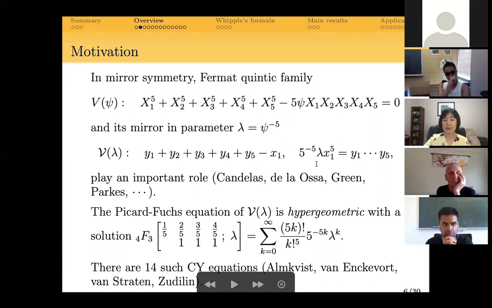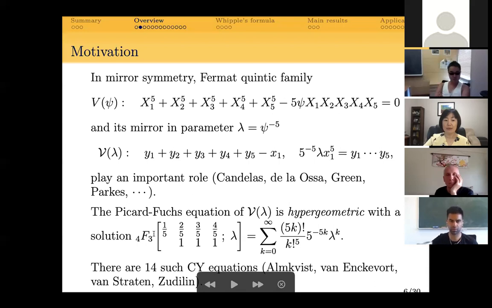If you compute the holomorphic differential three-form around any chosen cycle, you will get a solution depending on lambda, which is psi to the -5. The Picard-Fuchs equation has only 3 singularities if you use lambda, and it is hypergeometric. One solution, which is unique, near 0 and holomorphic up to scalar, is this one down here.